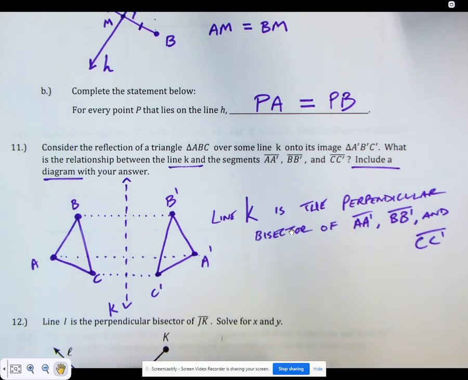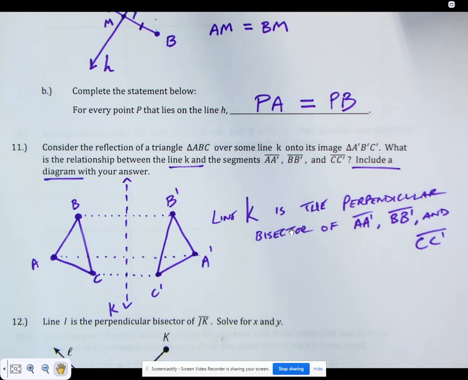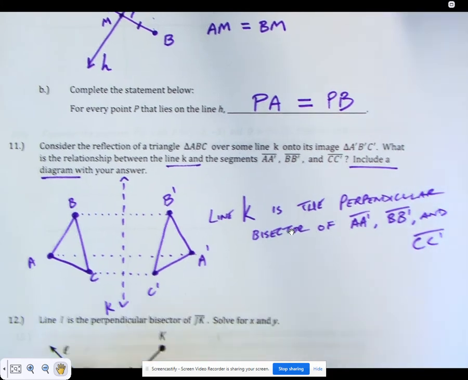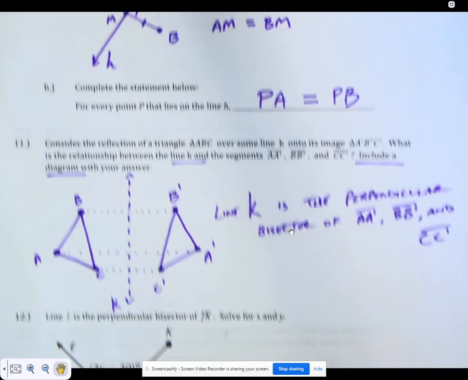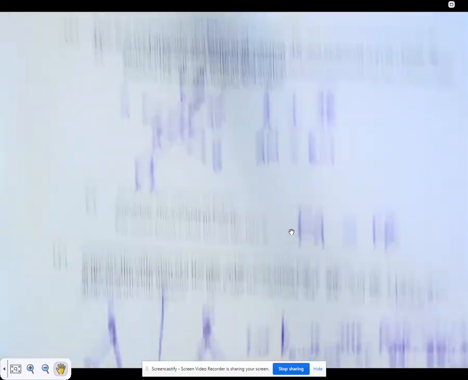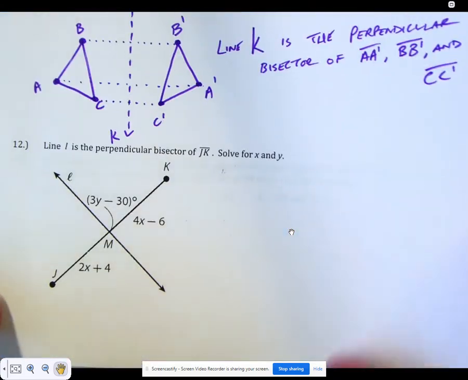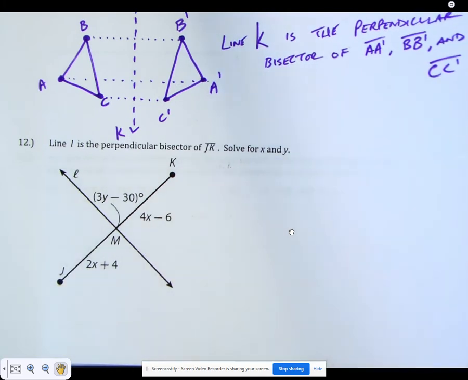Okay, I hope that makes sense. It's not the easiest thing in the world. There's a lot of symbols, and it can get a little tricky. But anyway, for number 12, a little bit of algebra review here. You'll see questions like this from time to time in geometry, where it's kind of a geometry question and kind of an algebra question, so it's a mix of both.